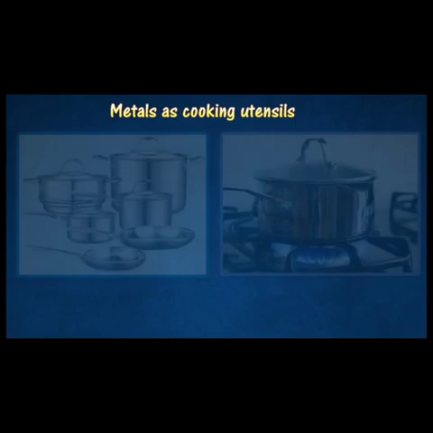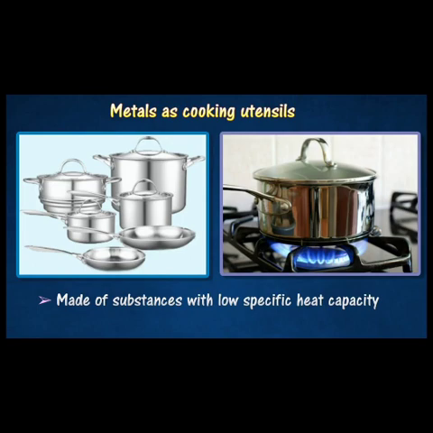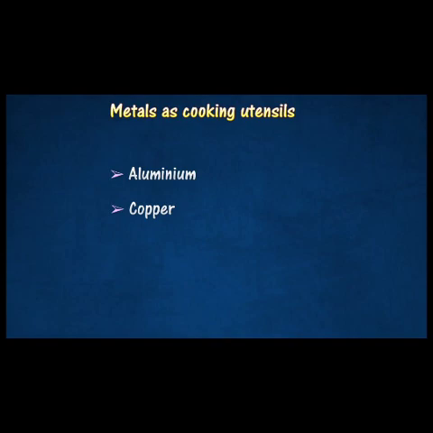Cooking utensils are normally made of metal, because metals have low specific heat capacities. The low specific heat capacities of metals enable their temperature to be easily increased when heated. Metals that are suitable to be made into cooking utensils are aluminum, copper, and stainless steel. They are suitable because they are non-toxic and do not rust.